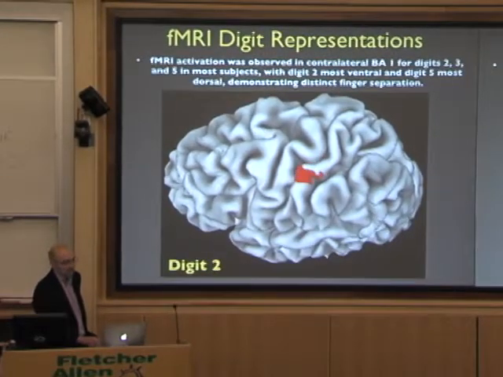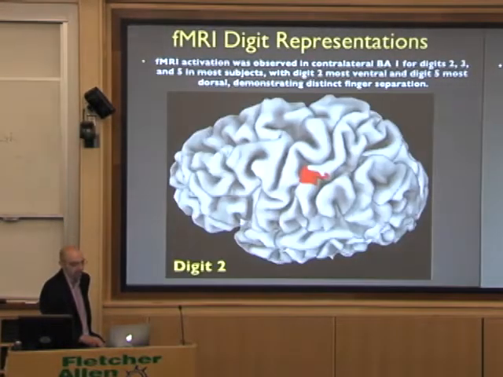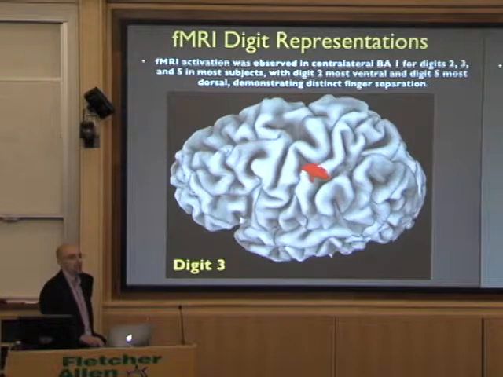And if we go back to the 1937 description from Penfield, we actually see that the way he mapped this out is from thumb to index to middle to ring to pinky up the gyrus. And so the whole point is I'm trying to convince you that we can use fMRI as a non-invasive tool in awake behaving humans to look at S1 somatotopy.